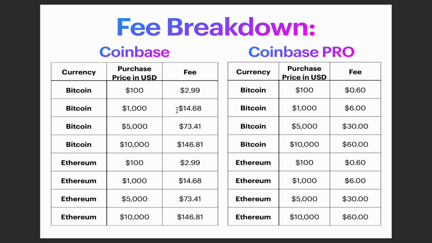And $1,000 worth of Bitcoin, the fee is $14.68. And if you use Coinbase Pro, the fee is $6 flat. Now with Bitcoin, if you purchased $5,000 worth of Bitcoin using Coinbase, the fee would be $73.41. And with Coinbase Pro, that same $5,000 Bitcoin order, the fees would be $30 even. And with Bitcoin, if you placed a $10,000 order, the fees would be $146.81 using regular Coinbase. And if you did the same order, $10,000 worth of Bitcoin using Coinbase Pro, the fees would only be $60 flat, and it's the same exact fee schedule for Ethereum.